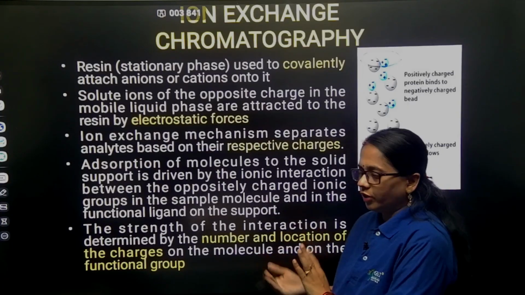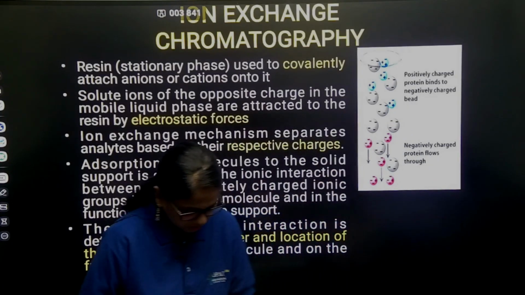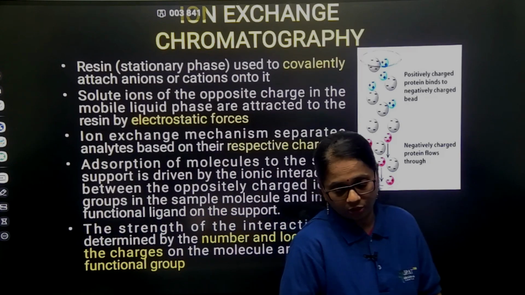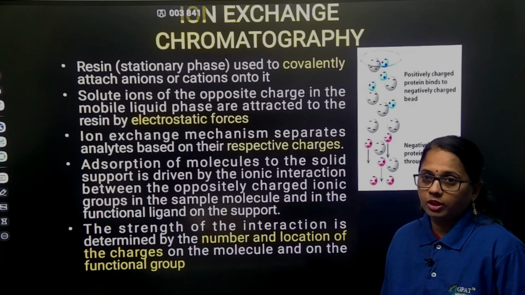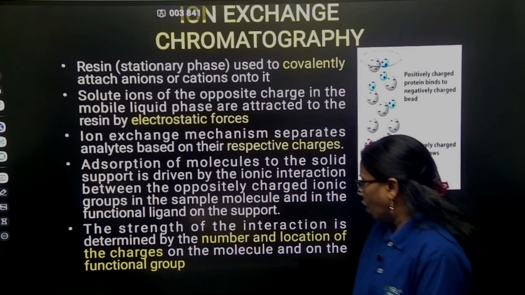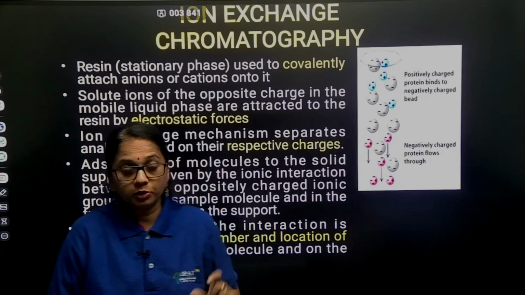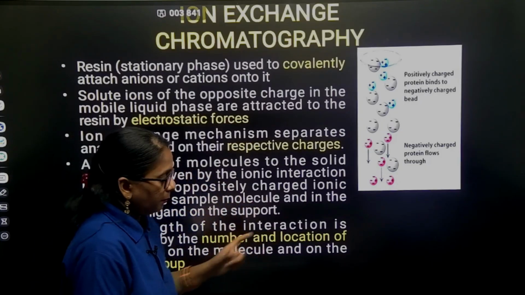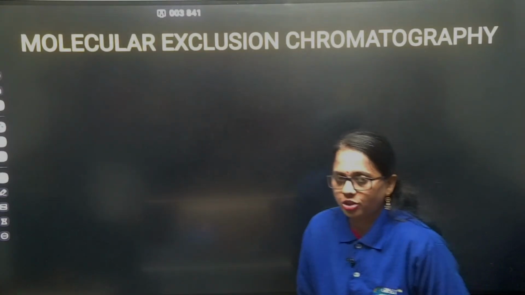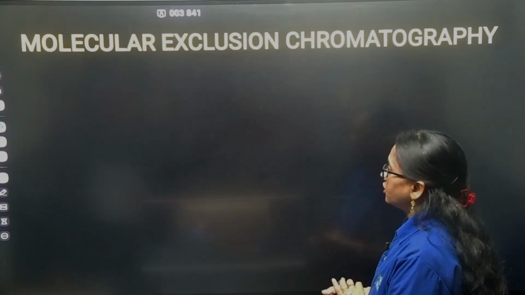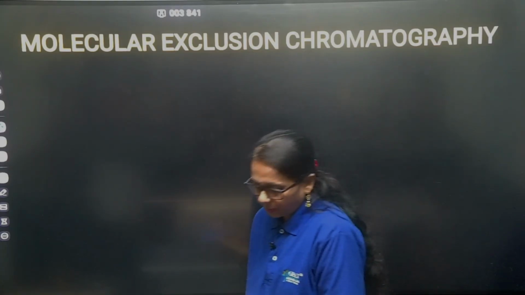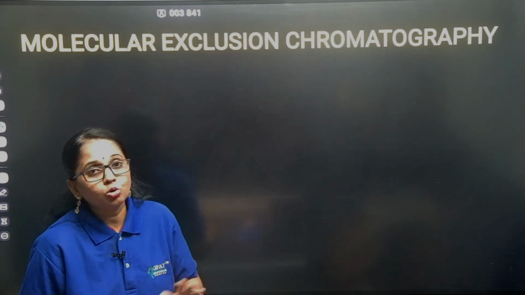The strength of the interaction, that means how the exchange of ions takes place, is determined by the number and location of the charges, how the charges are present on the molecule and the functional group. The resin is a very important thing here. Which type of resin you use, thereby the electrostatic forces come into action, and you see the exchange of ions with oppositely charged resins taking place.